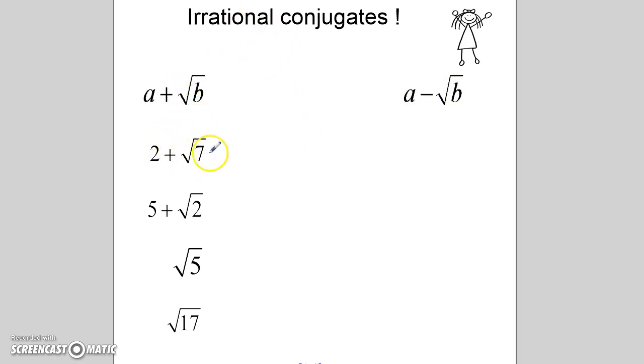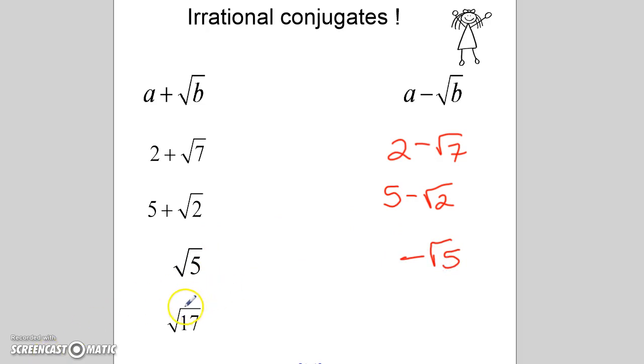So if I'm told that one of my answers is 2 plus radical 7, the other one is going to be 2 minus radical 7. If one of my zeros is 5 plus radical 2, the conjugate of that is 5 minus radical 2. Now this is kind of weird. If I'm told my root is radical 5, the conjugate of radical 5 is minus radical 5.